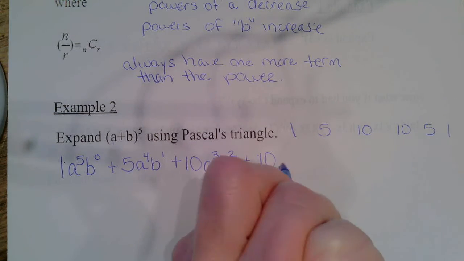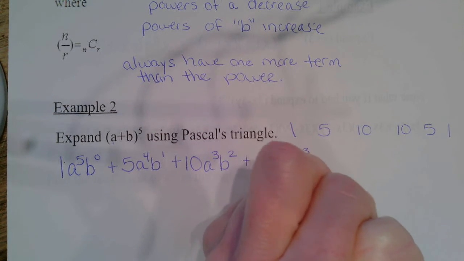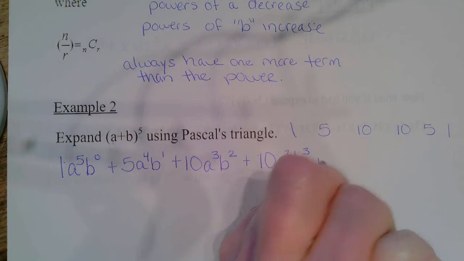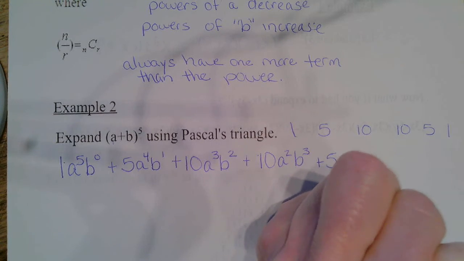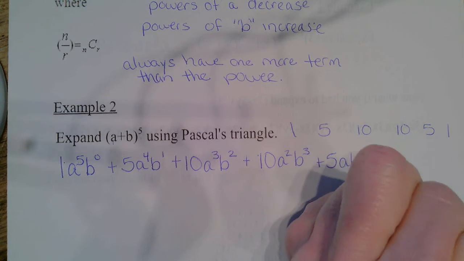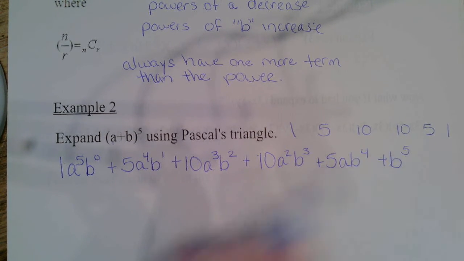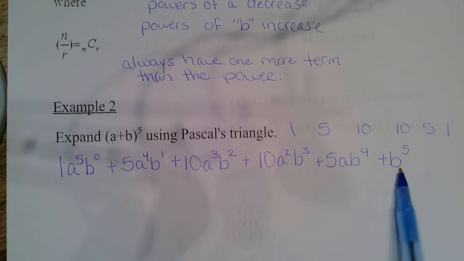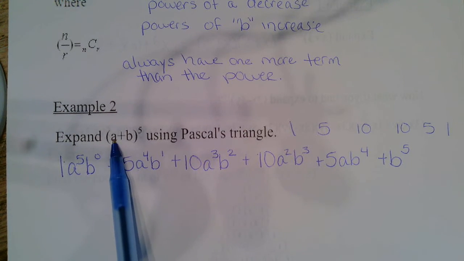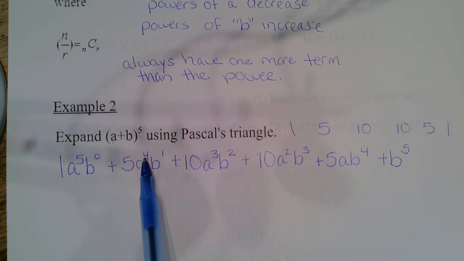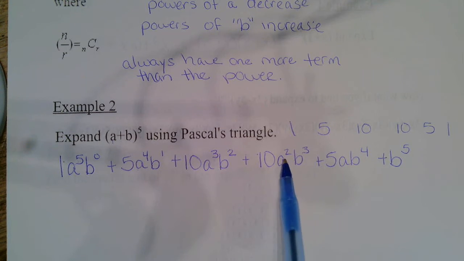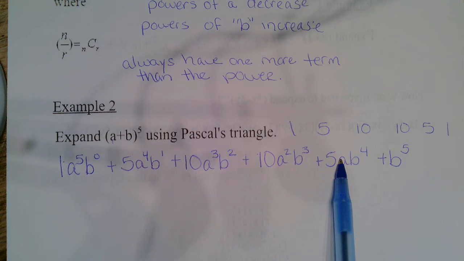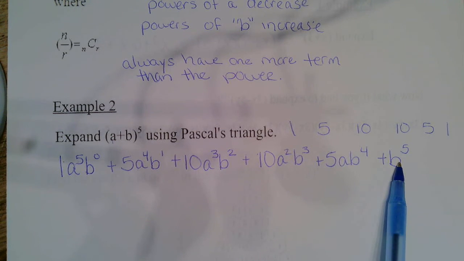Another 10, we're going to go a squared, b to the 3rd, 5, b to the 4th, and then finally 1, b to the 5th. So again, let's point out those patterns. We have the coefficients 1, 5, 10, 10, 5, 1. And then we start with a to the 5th, a to the 4th, a to the 3rd, a squared, a to the 1st, a to the 0.